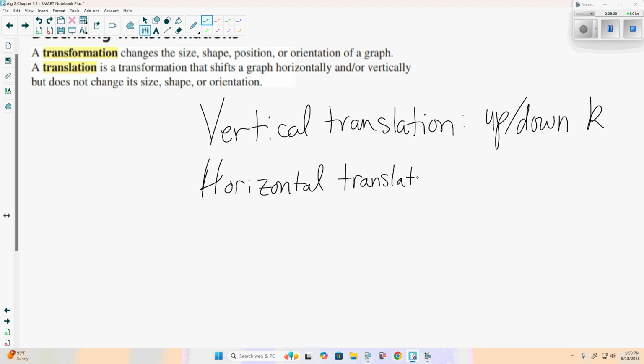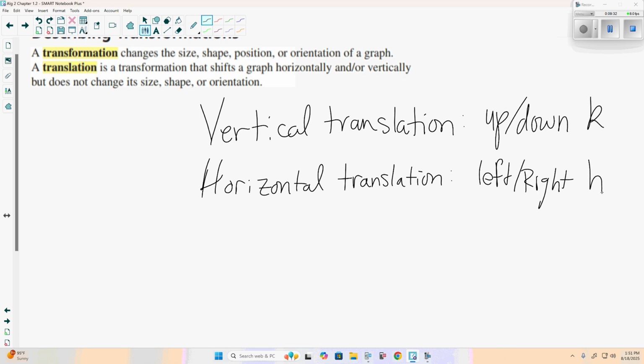Now our other translation that we have is horizontal. That is our left or right, which is H. Now this, left and right, is a little tricky. It's going to be the opposite of what we think. And it's our H. If there's a value in that H spot, X minus H, it's moving it left or right.